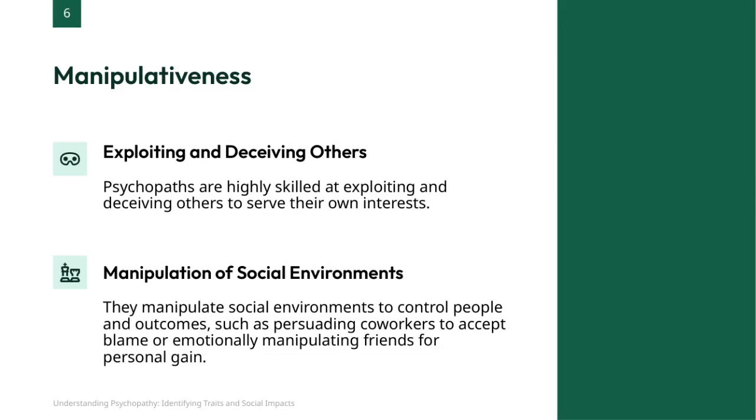When we talk about manipulativeness in psychopaths, it's important to understand just how adept they are at exploiting and deceiving others. They use these skills primarily to serve their own interests, often without any regard for people they're manipulating. This isn't just about simple trickery. It's a calculated effort to control situations to their advantage. Moreover, psychopaths are experts at manipulating social environments. They're capable of influencing people around them in subtle and overt ways, like persuading coworkers to take the blame for mistakes they haven't made, or emotionally manipulating friends to gain something for themselves. This ability to control both people and outcomes makes their manipulativeness particularly dangerous and effective.